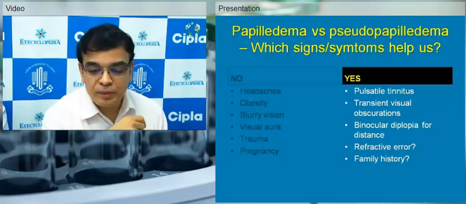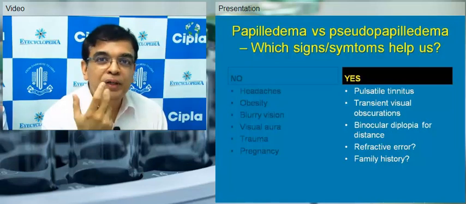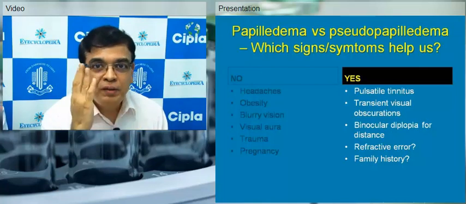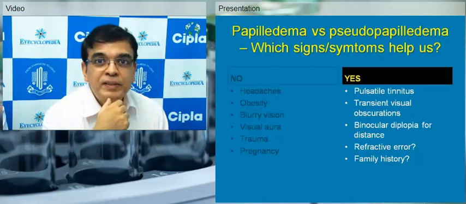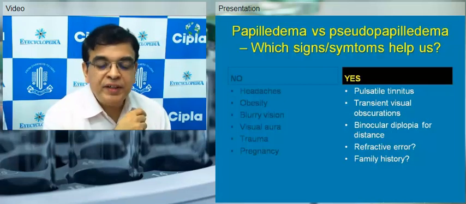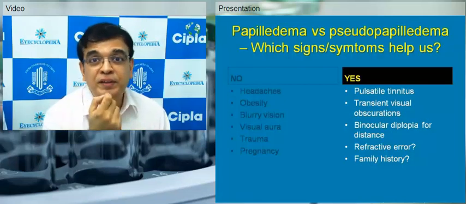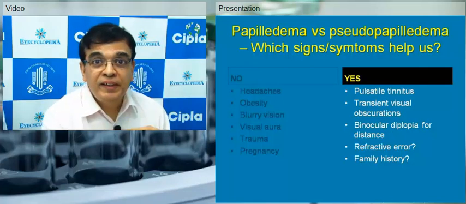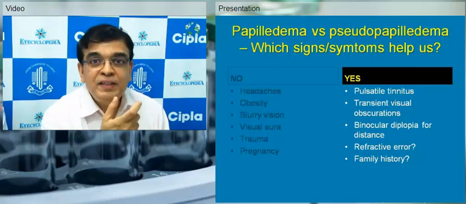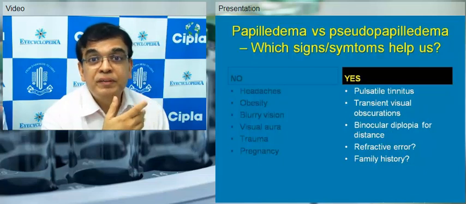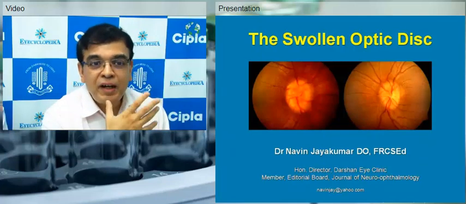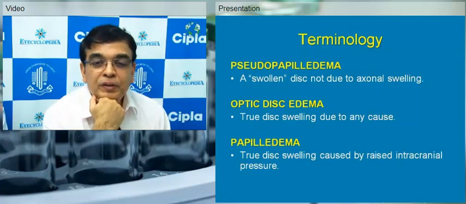Someone complaining of binocular diplopia, more for distance, a slight blurring or separation of images which automatically looks clear when each eye is closed separately, could have a sixth nerve palsy, once again indicating raised ICP. I have also included refractive error there because significant hyperopia can also result in slightly elevated, crowded looking discs and therefore pseudopapilledema. Family history is also important because sometimes you have drusen, which are also familial, and that might help you with the diagnosis as well. So let's get on after that brief introduction to the swollen optic disc.